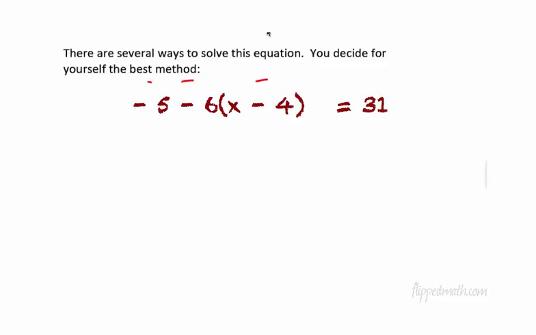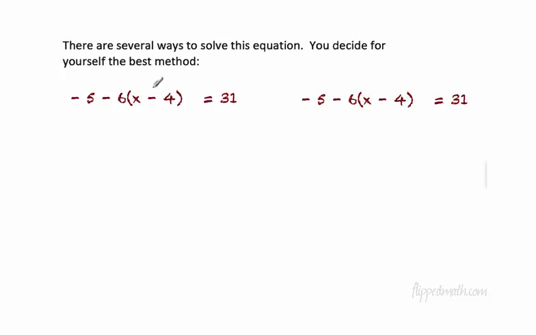Three negatives in one problem, and that just makes me so happy. But there are several ways to do this. So I'm going to show you two different ways. Let's draw a line, and let's do it two different ways here so you can see that you're going to get the same answer either way. It doesn't matter how you do it.